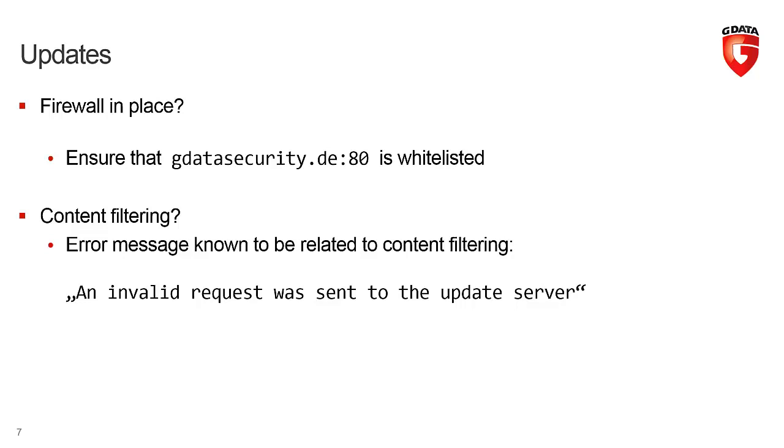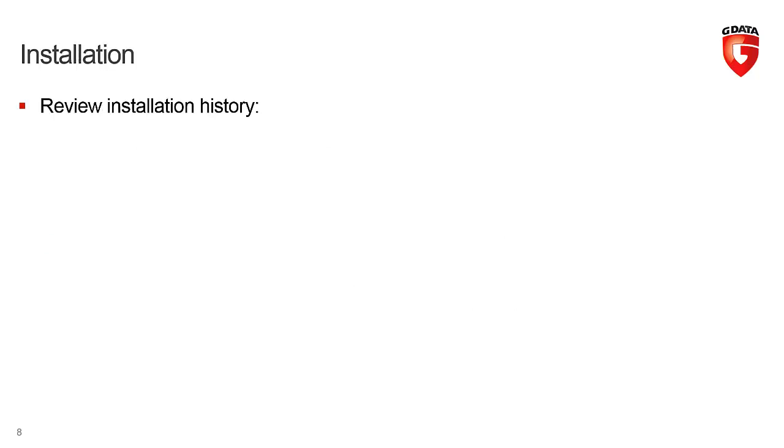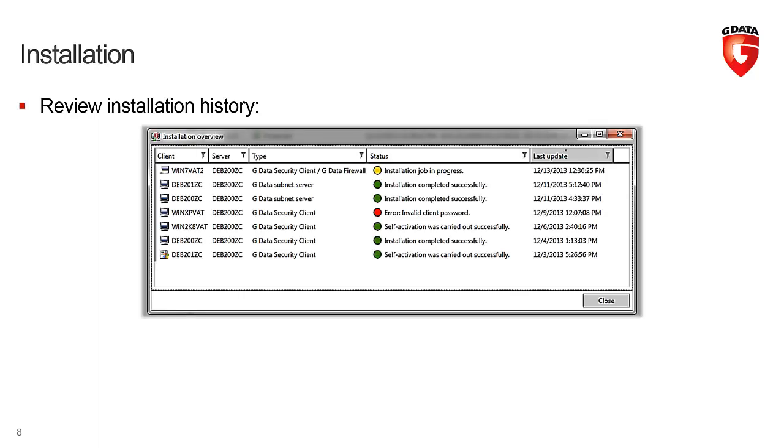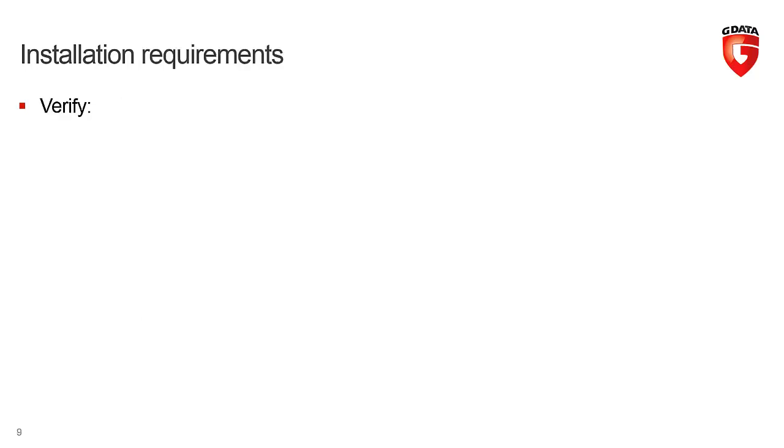When installing a client, the GData administrator will display details of the process of the installation in the installation history dialog. If any error messages appear in there, always make sure to check if the client meets the requirements for a remote installation. Those also include some ports which must be available on both sides, on the client and the management server. As mentioned earlier, the management server must be reachable on port 7161. The client must be available on port 7167.